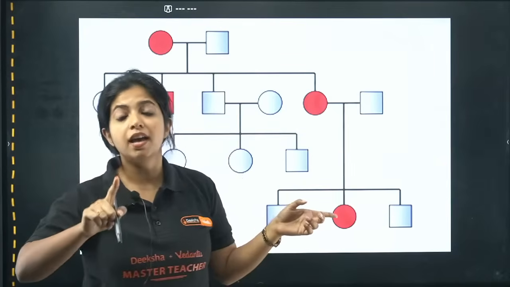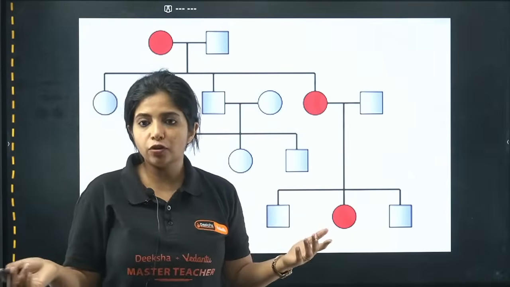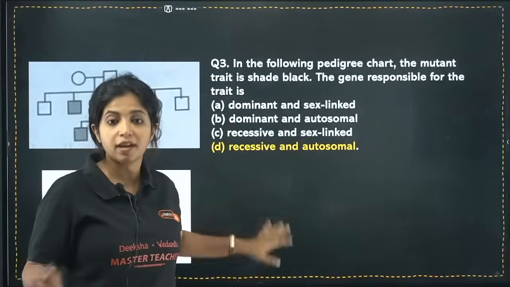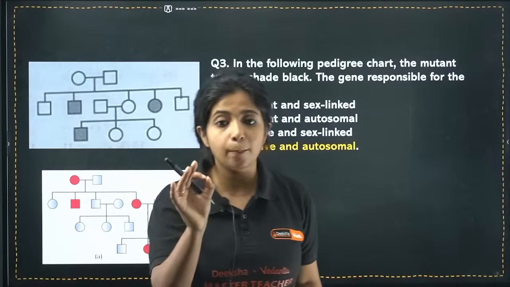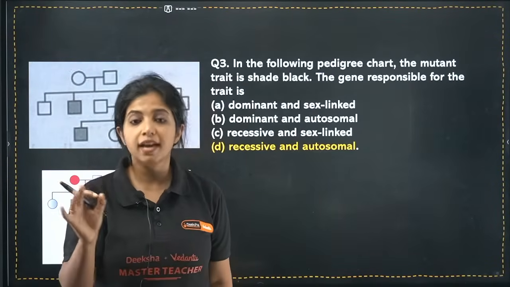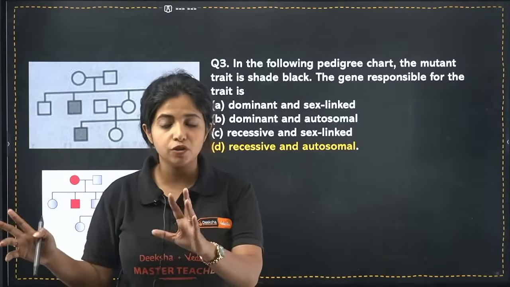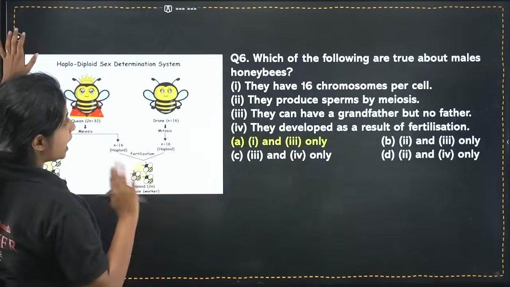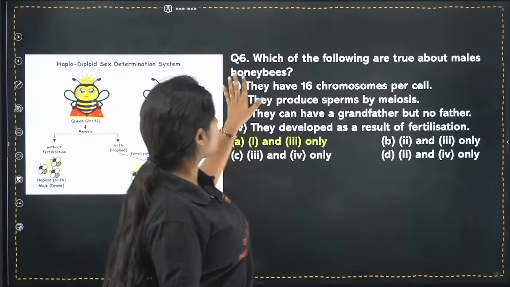Okay, if at all that is sex linked, you would have got to know, but here all the females and males are almost equally affected, so it is going to be autosomal. So autosomal dominant disorder, only one example is there, and that is myotonic dystrophy. Okay, and you have sex linked recessive disorders only, and there are two of them, color blindness and hemophilia. That's all. Now going ahead with the next thing that is there, which of the following are true about male honeybees?